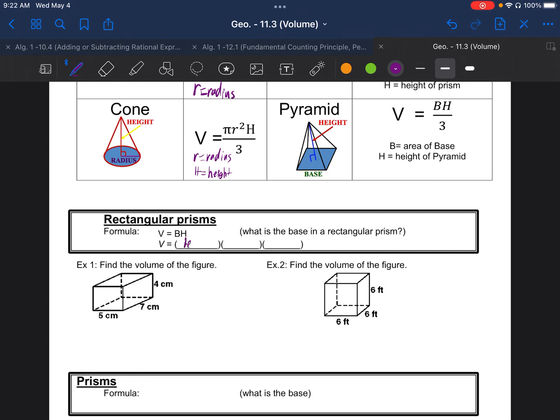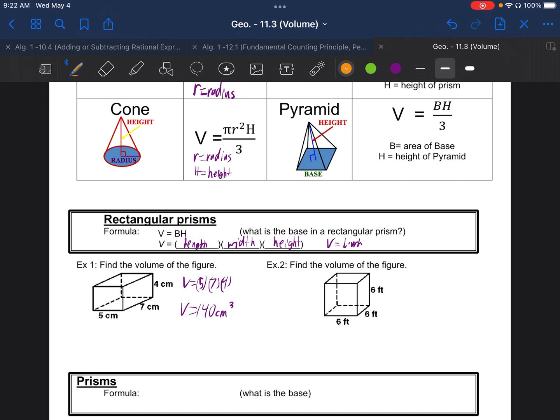A good way to think about it though is the length times the width times the height. Length times width times height. So it could also be LWH. So for example 1, you don't have to really worry about which one of these is the base if you just use the length, width, and height one. So for example, you could just say, well, 5 times 7 times 4, in any order at all, ends up being 140. And then for our label, it's cubic centimeters.